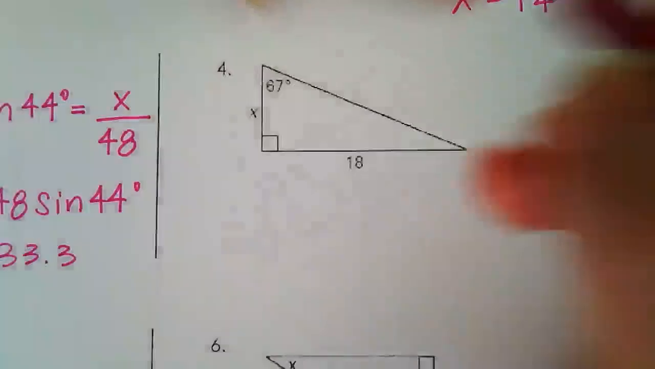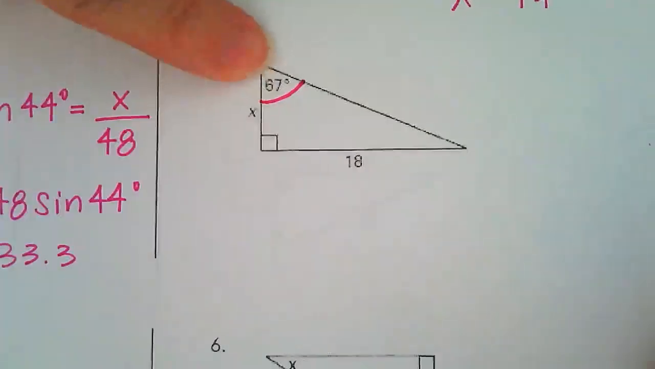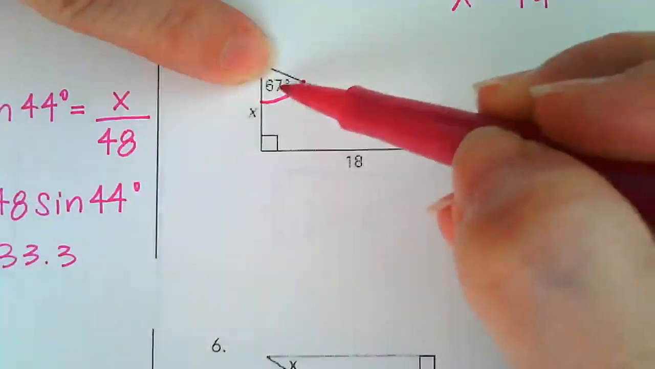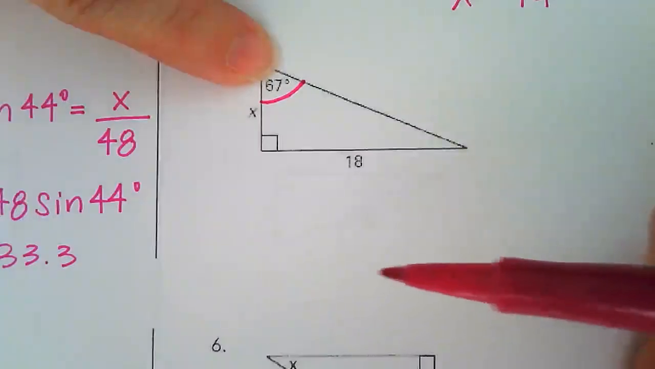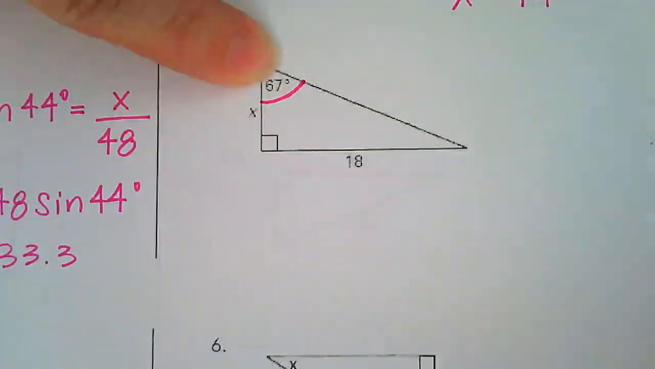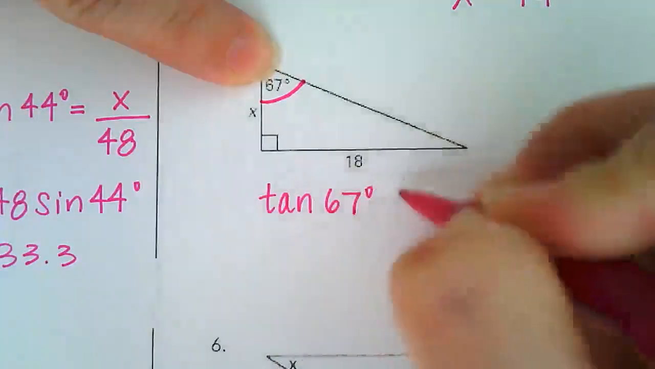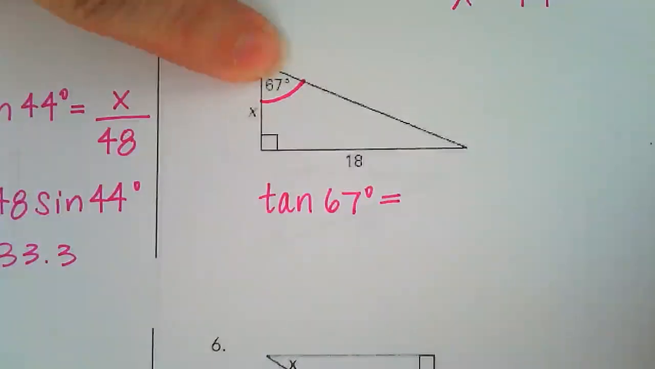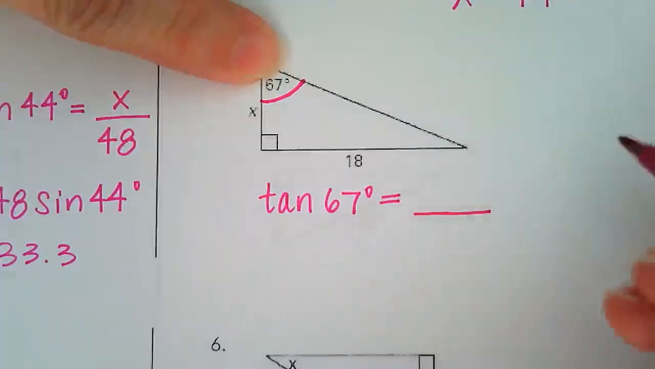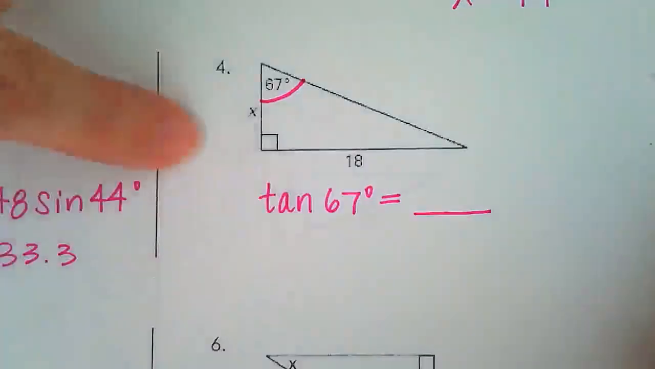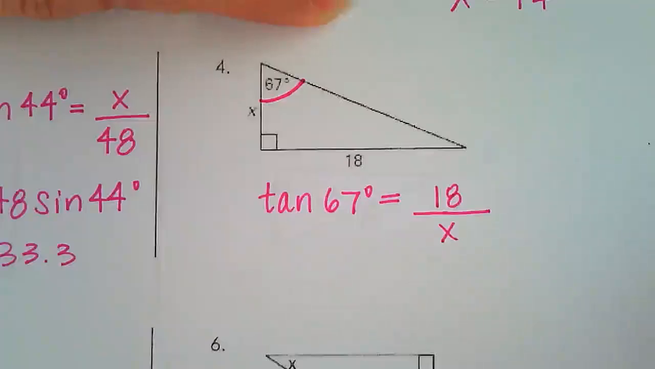From this one, let's analyze what we know. We know this angle is 67 degrees. We don't know the hypotenuse, so the trig function that doesn't use the hypotenuse is tangent. So we need to use the tangent of this angle. The tangent of the angle 67 degrees is, the tangent is opposite over adjacent. So that's going to be 18 over x.